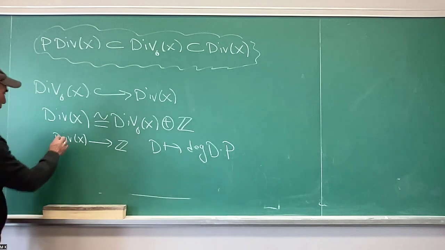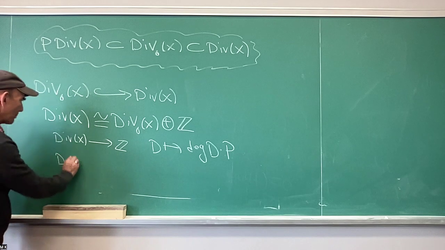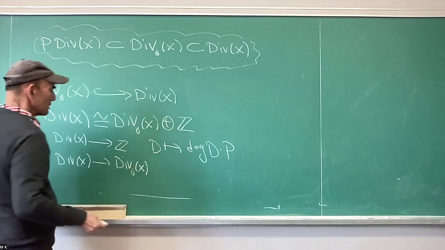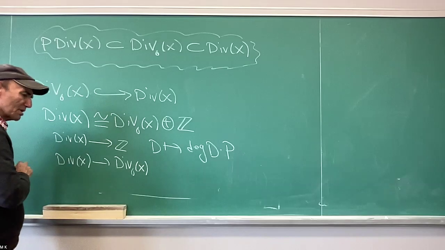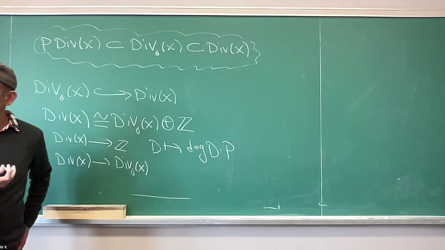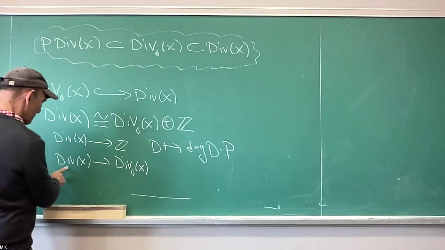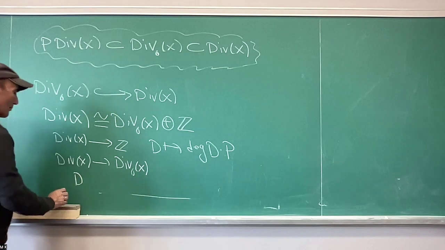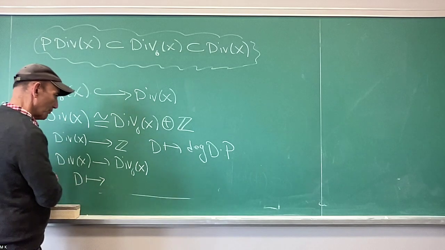Okay, let's see if it works. I don't want to spend too much time on this, but let me just try this. So then I want to define another map, div X to div 0 X. I mean, this is an augmented group. That's the point. Have you heard about augmented groups? No. Okay. Augmented groups are exactly those that have this map into Z. So div X into div 0 X. So the map is not like the following. D, I map it to, but that's not a group homomorphism, unfortunately.